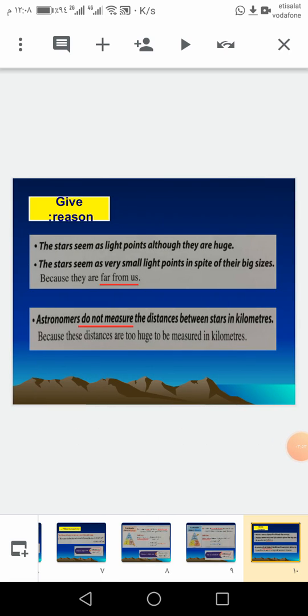Give reason: the stars seem as light points, although they are huge. The stars seem as very small light points in spite of their big size, because they are far from us. Question number 2: astronomers don't measure the distance between stars in kilometers because these distances are too huge to be measured in kilometers, so they measure them with light year.